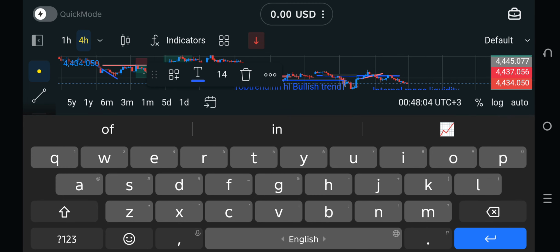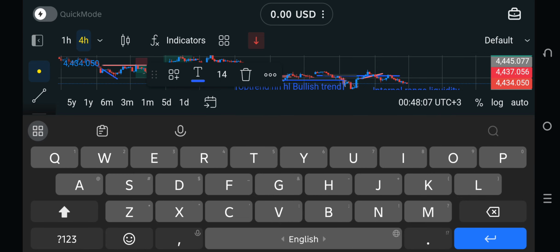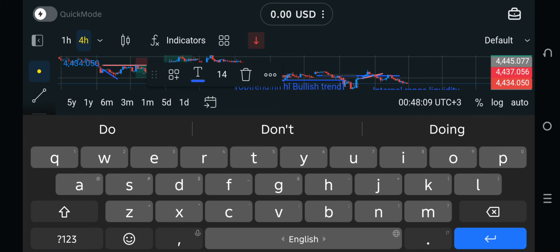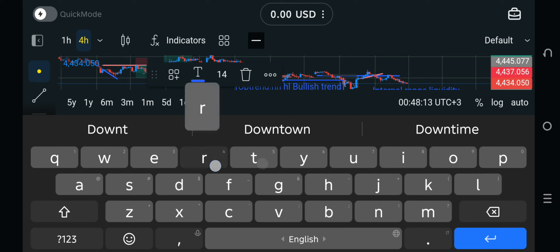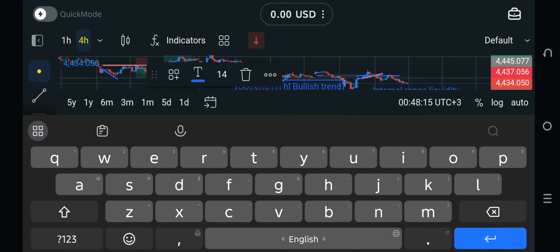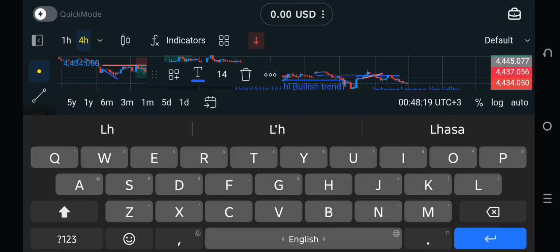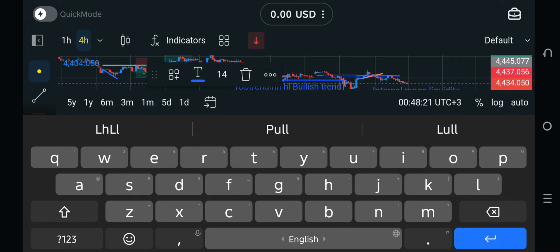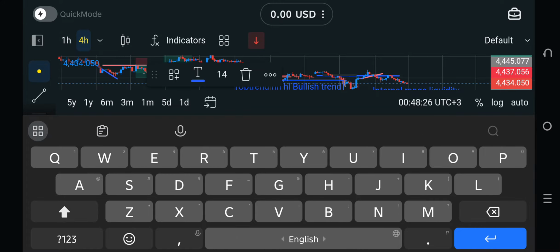Now for the downtrend, it's created by the formation of lower highs and lower lows. That's a bearish trend.